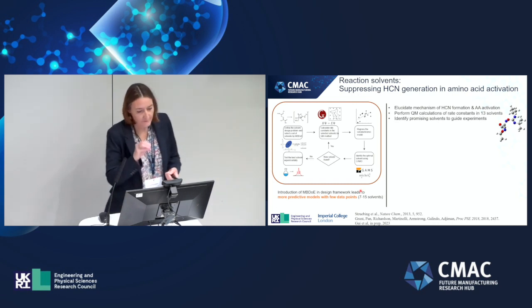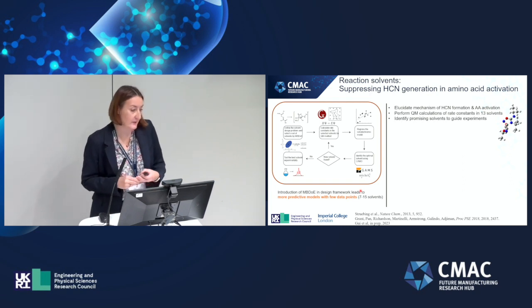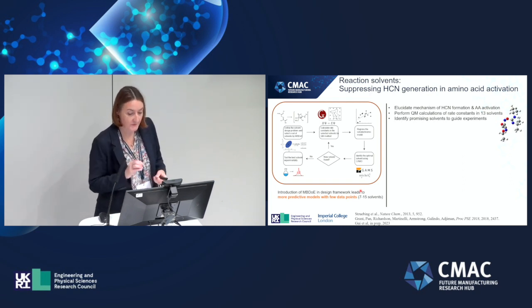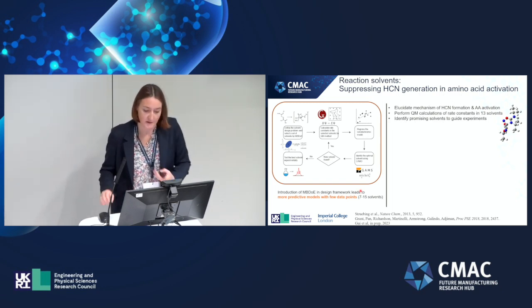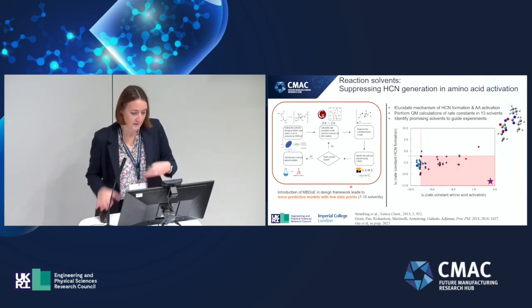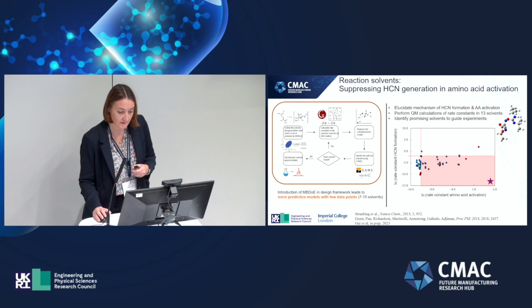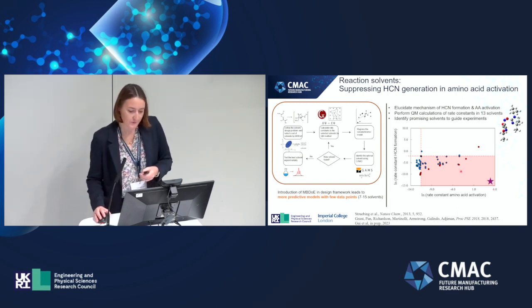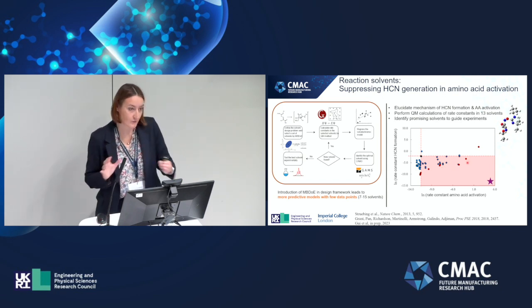So in terms of our particular case study here, we've done this for a few case studies, but for this one here of amino acid activation, we did these calculations in 13 solvents, having explored the mechanism for HCN formation and the mechanism for amino acid activation. And then from this, we're able to generate a map of solvents. So here you see we're trying to maximize amino acid activation and minimize hydrogen cyanide formation. So we want to be in this corner. There is no solvent in this corner, unfortunately. But what you have in red are solvents that give us the best compromise between those two objectives.